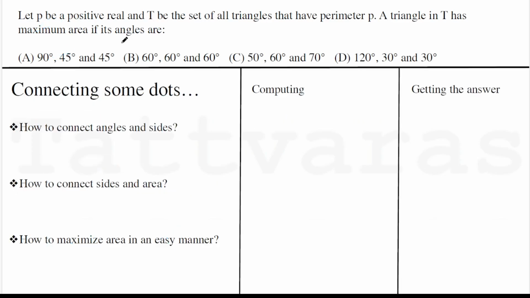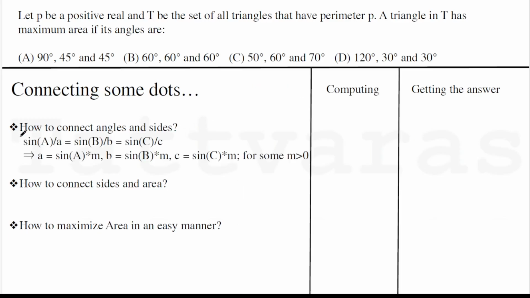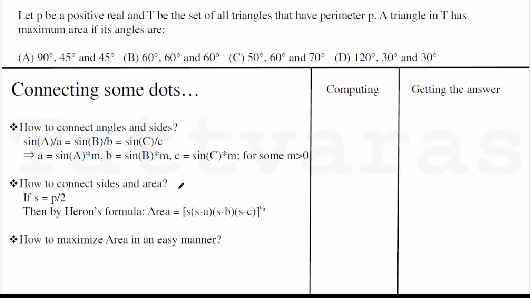Now, a lot of connections have to be made. First is, how do we connect angle with side, because perimeter is something that deals with sides. And we have the sine formula wherein the ratio of the sine of the angle with respect to the particular side is the same for all angles and sides. So the next thing, how do we connect sides and area?